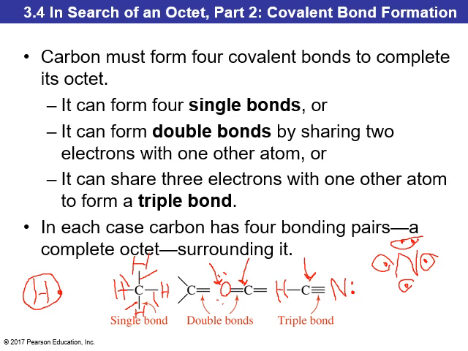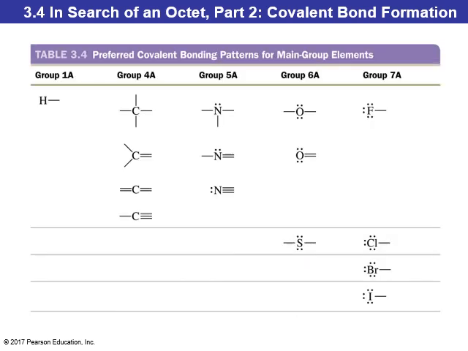And our nitrogen is happy as well. He's got his 2 lone pair electrons and the 6 from the bonds with carbon. So everybody's got their octet and they're all very satisfied. So here are several different ways that the elements of the different groups can form covalent bonds.